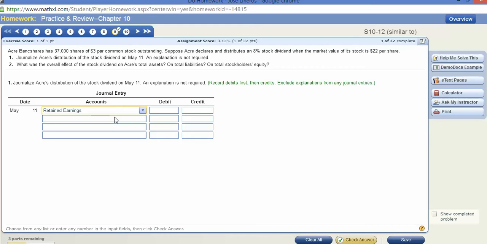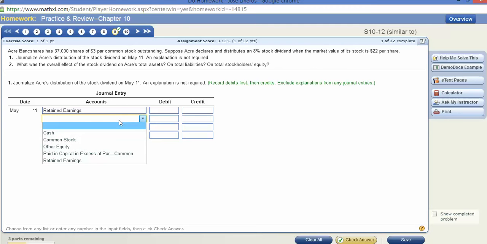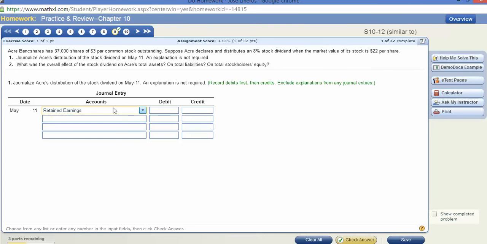Remember the entry you're going to make when you have a cash dividend. Well, you don't have it here as a choice. It's a debit to retained earnings and a credit to dividends payable. Well, you're not going to pay a dividend. What you're going to do is issue stock. So you're going to have common stock and additional paid-in capital. The only time you would not have this account is if you issue it at exactly par, at $3 per share.